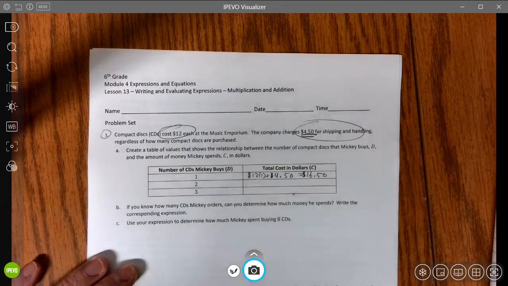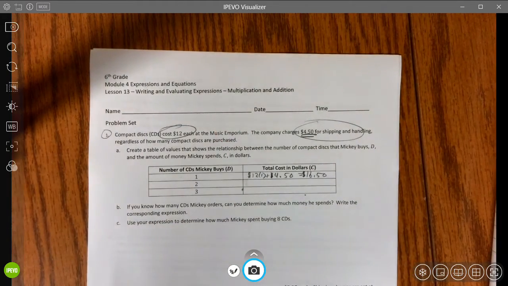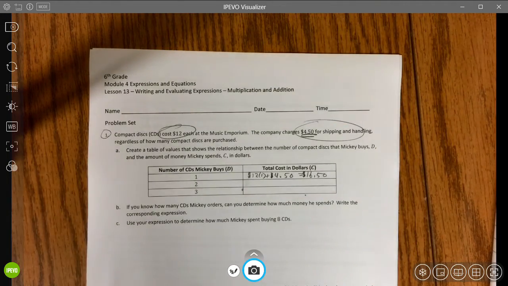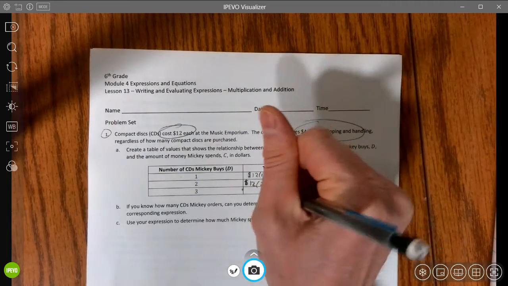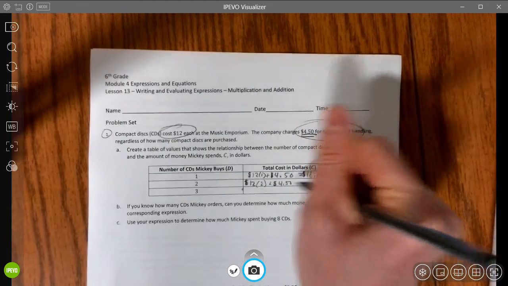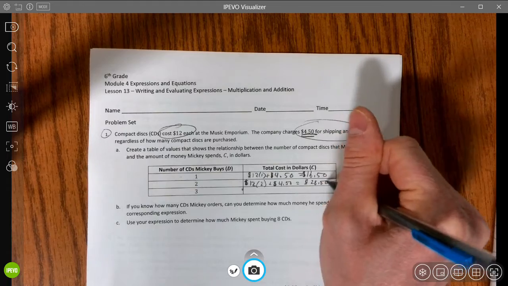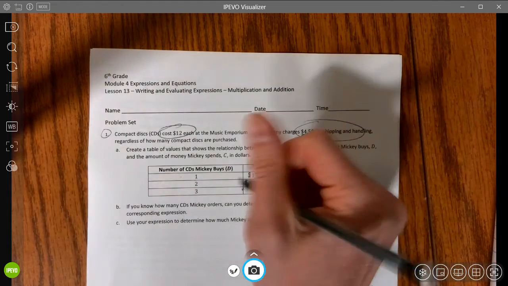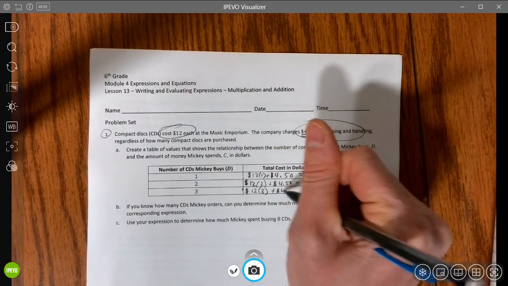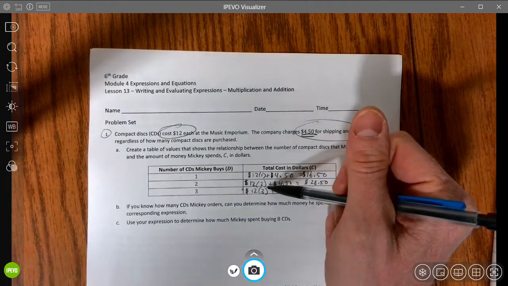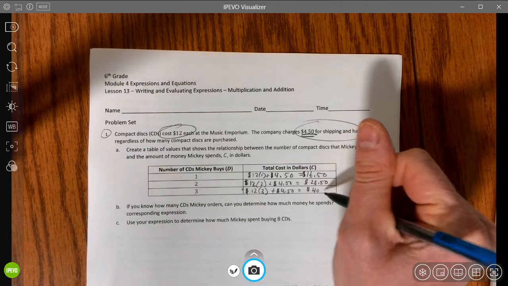Okay, I'm going to do one more with you. Actually, no. Pause the video, try the next 2 on your own. All right, I'm going to assume that you've given this a go on your own. Okay? So, if Mickey buys 2 CDs, well, I know that each CD is $12 times 2 plus that $4.50 shipping charge. Well, 12 times 2 is 24, plus 4.50, $28.50. Okay? If Mickey buys 3 CDs, well, that's 12 times 3 plus $4.50. 12 times 3 is 36. Plus 4 is 40, plus another 50 cents is $40.50.